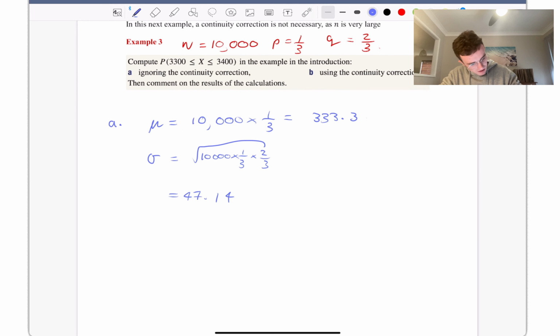So we're going to compute these z-scores. Let's do the first z-score, we might call it z1. That z-score is going to be equal to the score of 3,300 minus the average of 3,333.3, I haven't got enough threes there, on the standard deviation of 47.14.